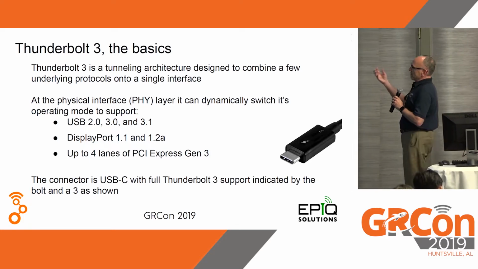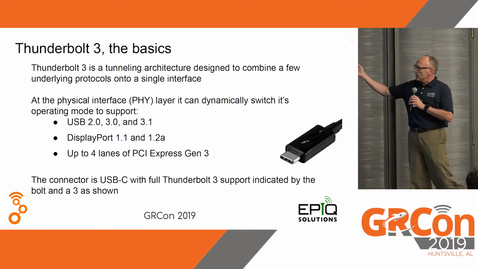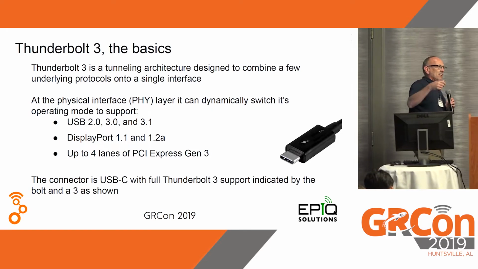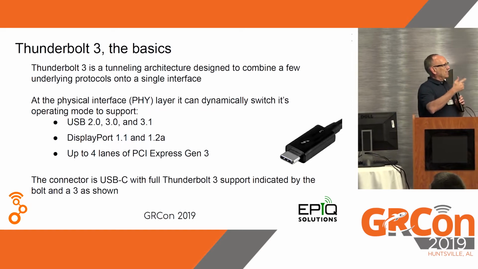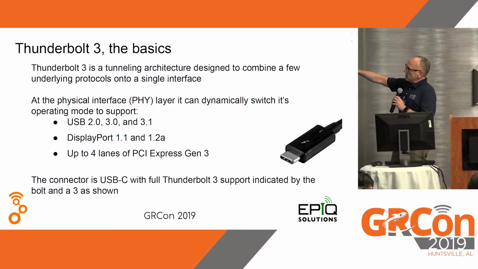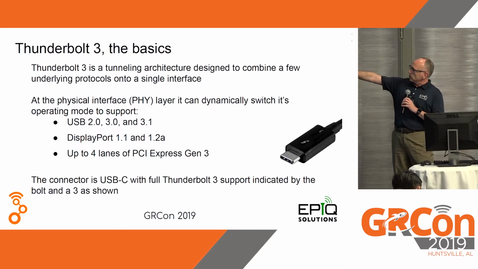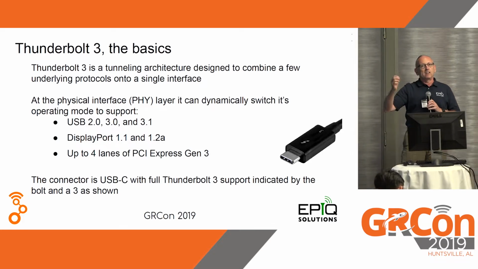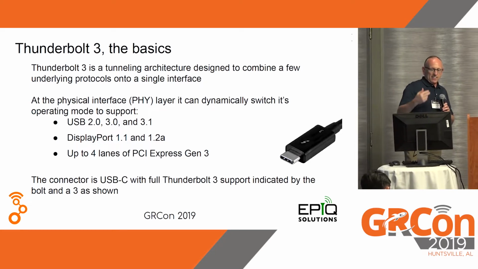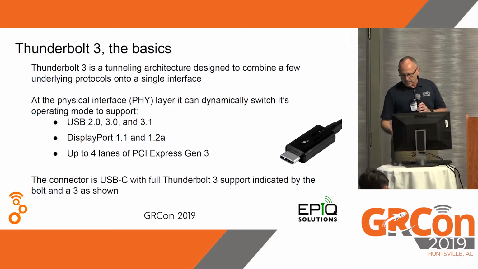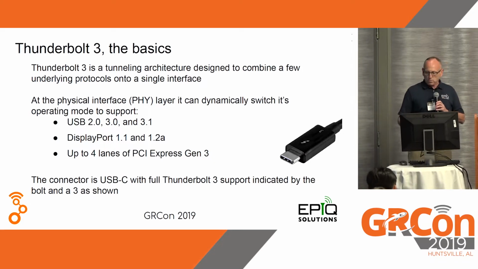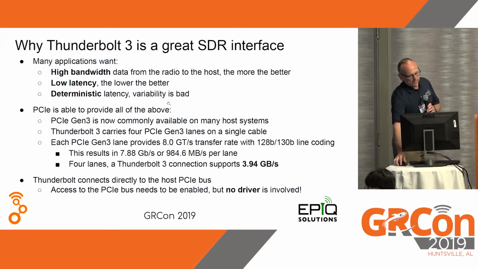What it looks like physically is you get a cable. On both ends of the cable, you get a USB-C connector. If you want a legitimate Thunderbolt 3 connection, that USB-C connector will look something like this, with a lightning bolt and an actual number 3 on it. That tells you that this cable can support 40 gigabits per second throughput.